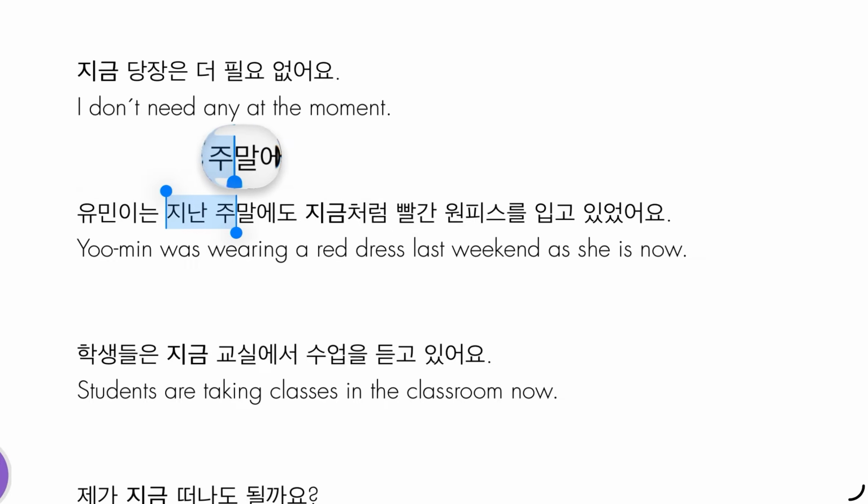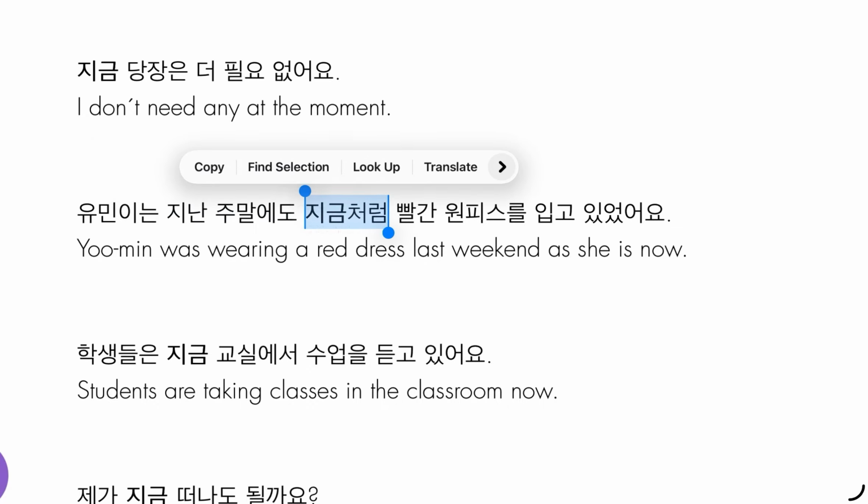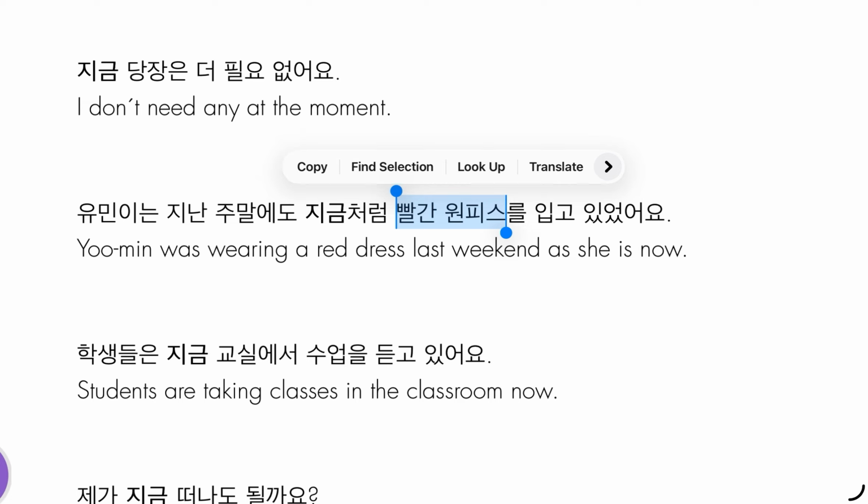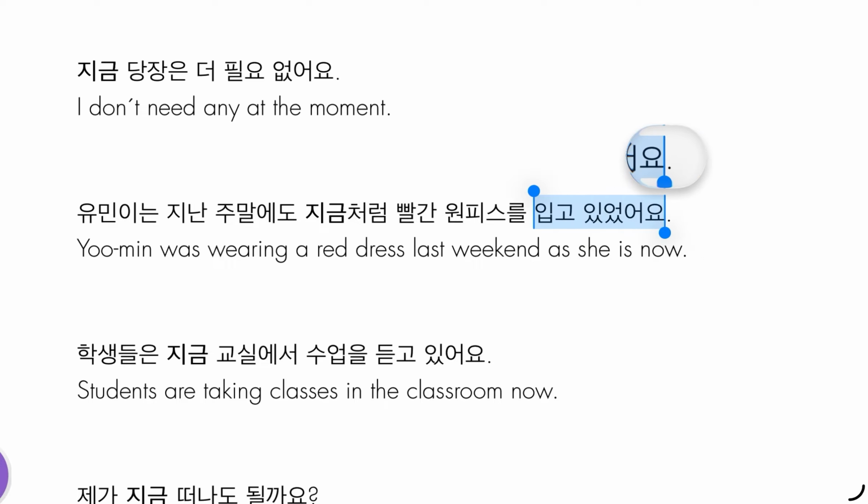Last weekend also, 지난 주말에도, 지금처럼, like now. 처럼 means like, as she is now. A red dress, 빨간 원피스, was wearing. 입고 있었어요.